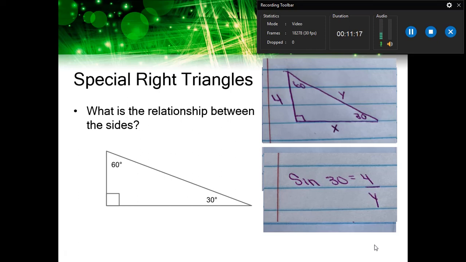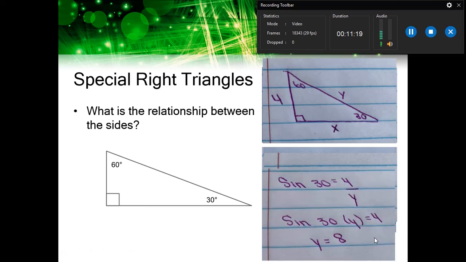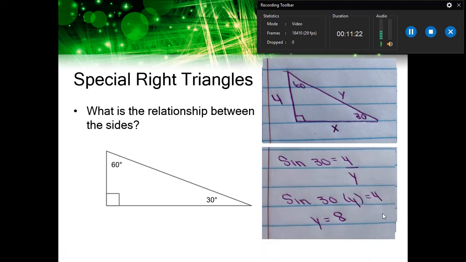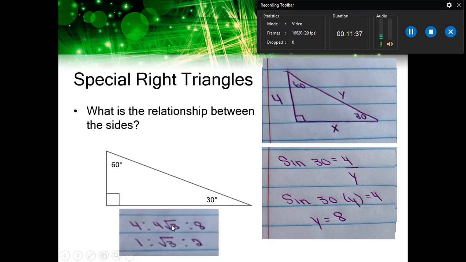Again, we're cross multiplying, and this is a case where we're working a little bit backwards. So you're going to divide 4 by sine of 30, and the iPad gave me 8. This may not seem like much, but if I write a continued ratio comparing the 4 sides from shortest to longest, I will have 4, 4 radical 3, and then 8. These all have a common factor of 4, so my reduced continued ratio is 1, 1 radical 3, and 2. All 30, 60, 90 right triangles have this relationship.